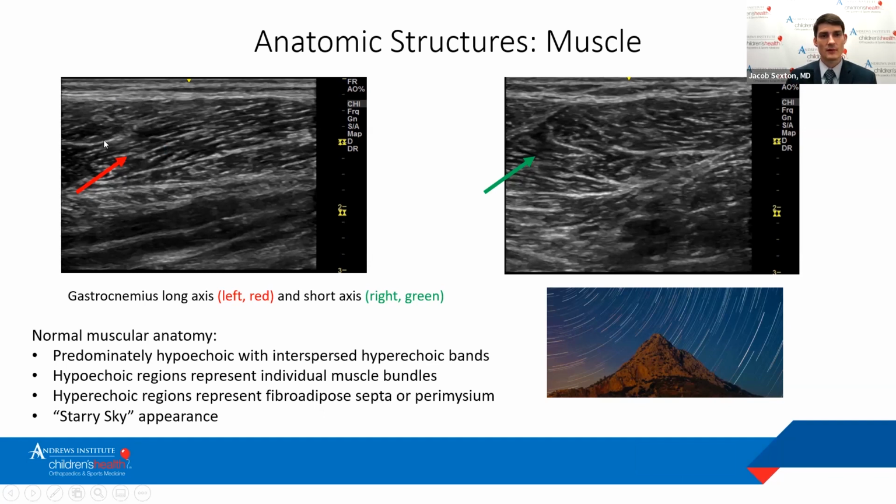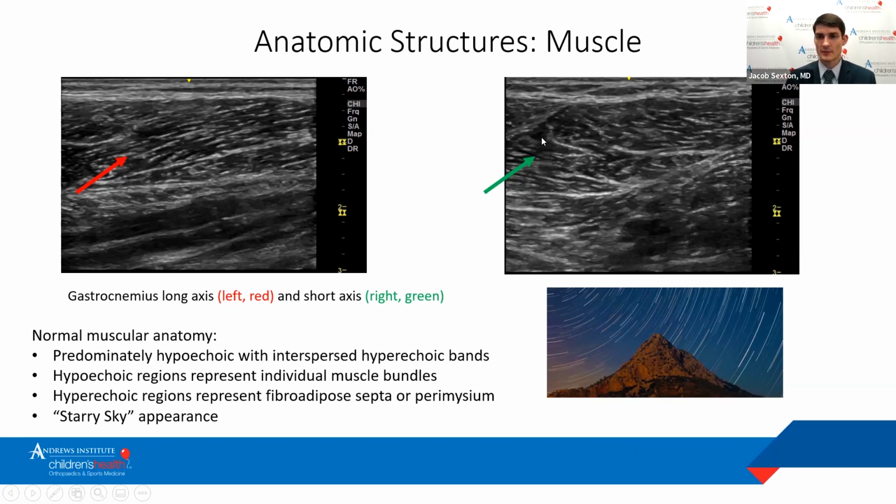It's very nice and hypoechoic with some hyperechoic elements interspersed with it. You have a fascial lining sitting right here, separating the gastrocnemius from the soleus complex. And then deep to this, I have the deep vascular structures of the posterior compartment, including the posterior tibial artery and vein system. In short axis, it looks pretty much the same as it does in long axis.